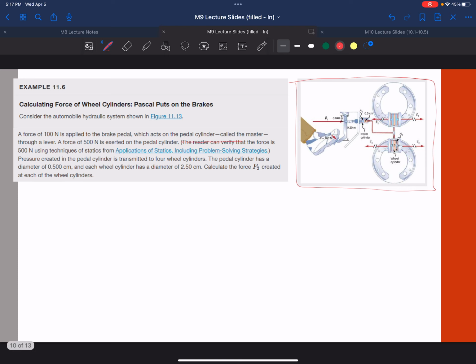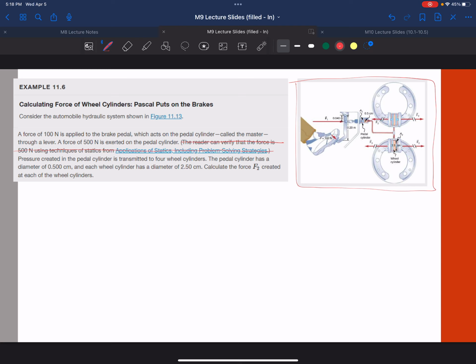Don't worry about this part. If you want to go do that, you can. Otherwise, it is completely unnecessary. Pressure created in the pedal cylinder is then transmitted to the four wheel cylinders, and we know that's going to be undiminished because this is a closed system. The pedal cylinder has a diameter of 0.5 centimeters, and each wheel cylinder has a diameter of 2.5 centimeters. So calculate the force created at each wheel cylinder.